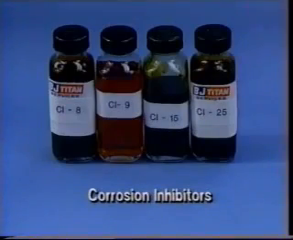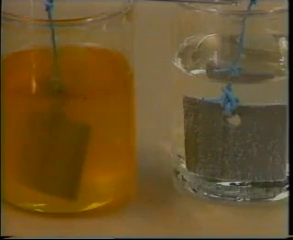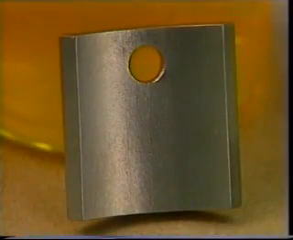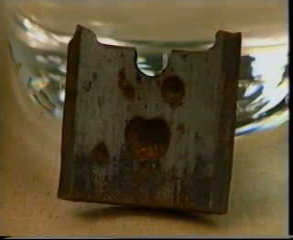Corrosion inhibitors are one type of additive that is used in all acid treatments. The reaction of 15% HCl on 2 test coupons, representing J55 tubing, illustrates the significance. 12 hours of exposure to the inhibited acid causes no damage to one sample, while the coupon submerged in uninhibited acid shows considerable damage.